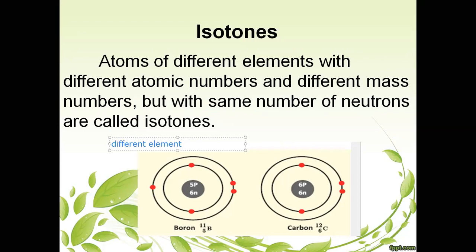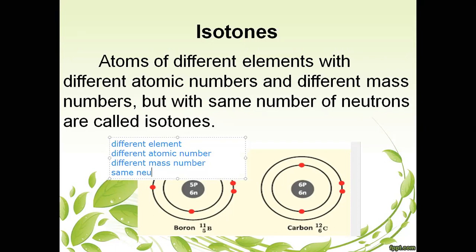So isotones means different element, different atomic number, different mass number, but same neutron. Different elements, different atomic number, different mass number, but same neutrons. That is called isotones. So there are examples of the isotones.